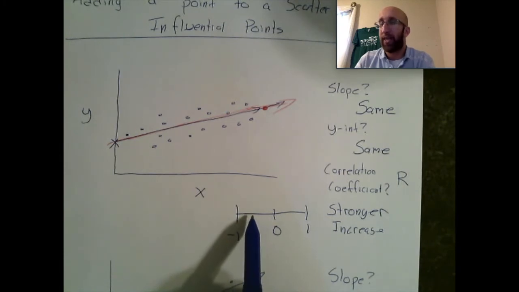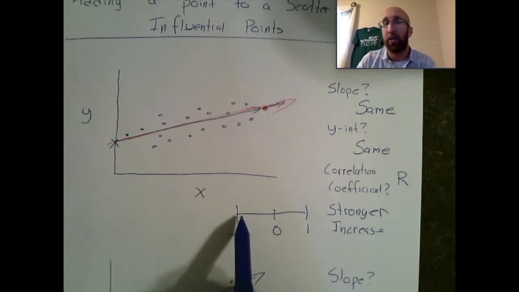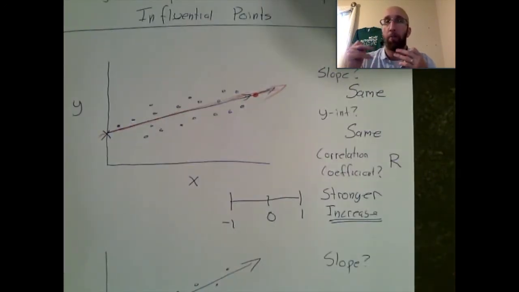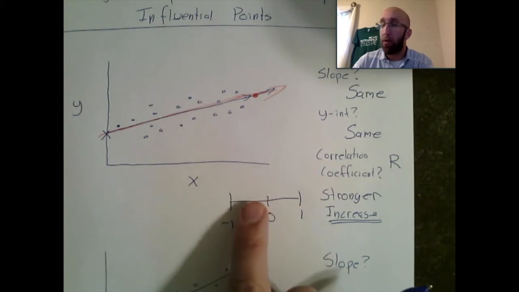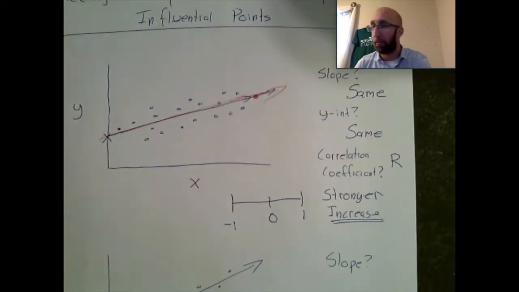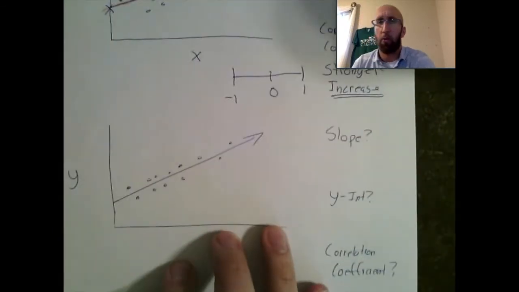So in that way, to get stronger, you would have to decrease to get closer to -1. So what I don't want you to get stuck into is automatically assuming increase or decrease. It depends. It depends on, is your correlation positive or is your correlation coefficient negative? So you got to be careful about that one. So let's talk about one other scenario.